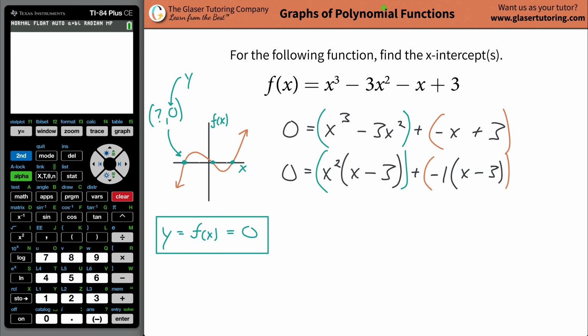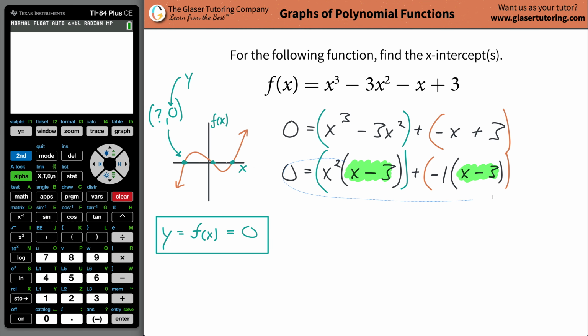Now what I have is I have these two terms with a common factor. And that's what I want. That's what I'm hunting for. Okay? That's what I'm trying to do. I'm trying to hunt for those common factors. Now, what I'm going to do is begin to factor these two out of this expression. Now, this is where it gets a little complicated, but hopefully this will make sense.